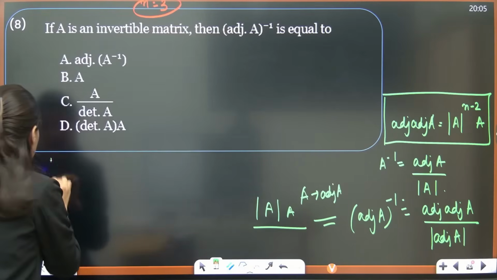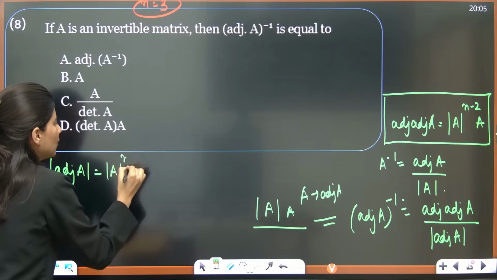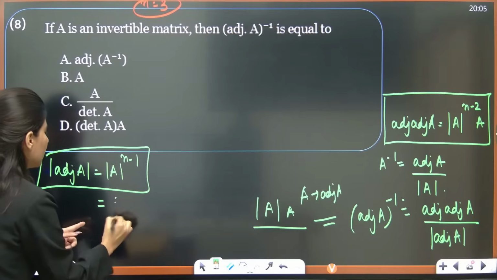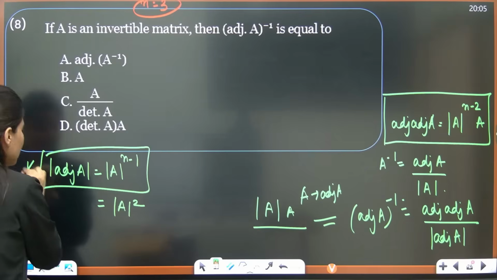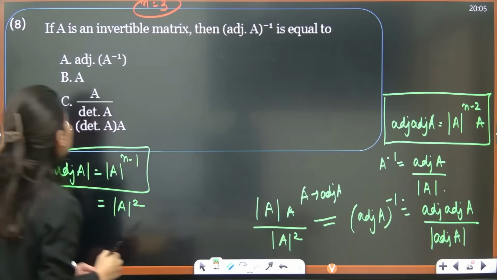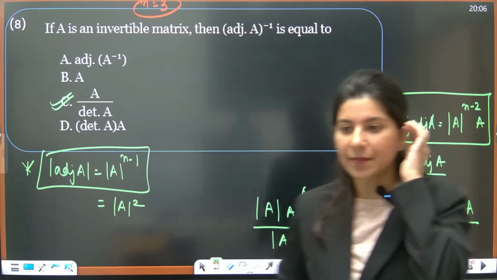Now, understand, determinant of adjoint A is nothing but determinant A raised to power n minus 1. So in this case, n is equal to 3. So determinant A square. This is also one of the very important properties. So this is determinant A square. So can you see A upon determinant A, that is option C, is absolutely right.